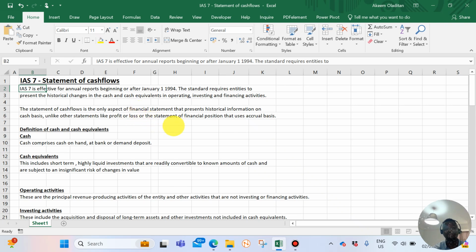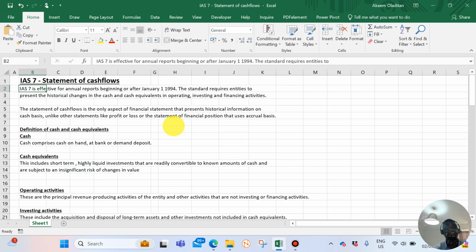If you look at the statement of financial position and the statement of profit or loss, both of them record transactions on an accrual basis. When you do expenses, you record the expense when the event leading to the expense has occurred, not when the cash was paid. That is under the statement of profit or loss, and other aspects of the statement of financial position.